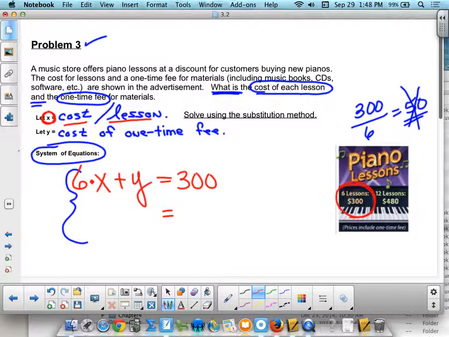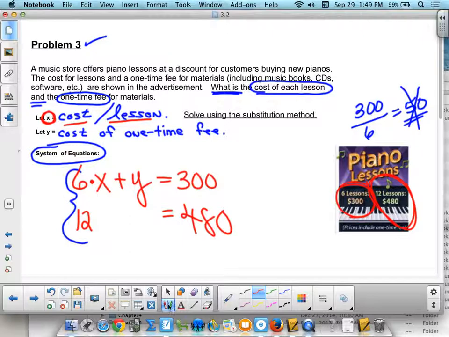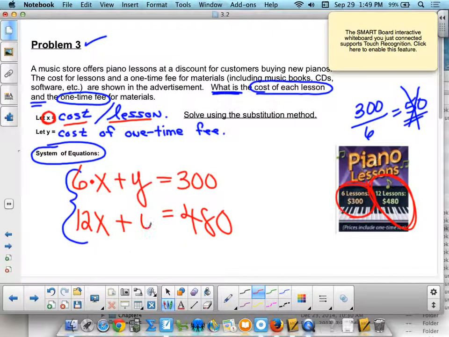Now the other total is $480. What'd you pay for? How many lessons? 12. 12 lessons. At what price? X dollars, whatever. Plus Y. Okay, plus you paid a one-time fee of Y, and there you go. This would have done it.